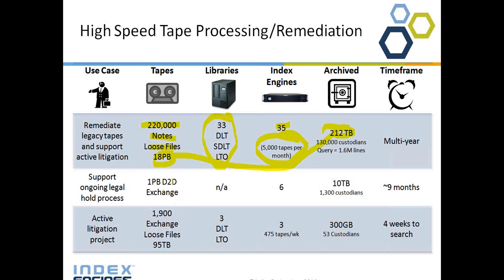Some other projects are around that 1 petabyte. This is disk-to-disk backup images, not really tape. Another one is 1,900 Exchange and loose file tapes, about 95 terabytes of data, using 3 drives and 3 index engines. They're processing about 500 tapes a week, putting 300 gigabytes of data in the archive, and it took about 4 weeks to execute. So you can see some ideas of time frames and resources required to process legacy tapes.